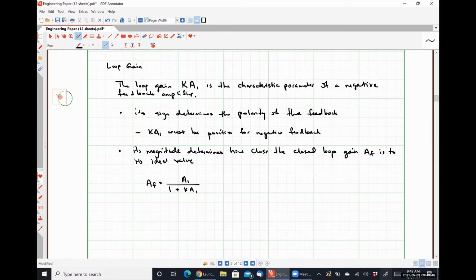Infinite input impedance, zero output impedance, infinite open loop gain. So as A1 goes to infinity, what does this reduce to? Let me scratch this real quick. The limit as A1 goes to infinity of A1 over 1 plus K A1 is what? 1 over K, our feedback factor, right? We're assuming that K times A1 is much, much larger than 1, which should be reasonable if A1 is infinitely large. So this is a very interesting revelation, okay?